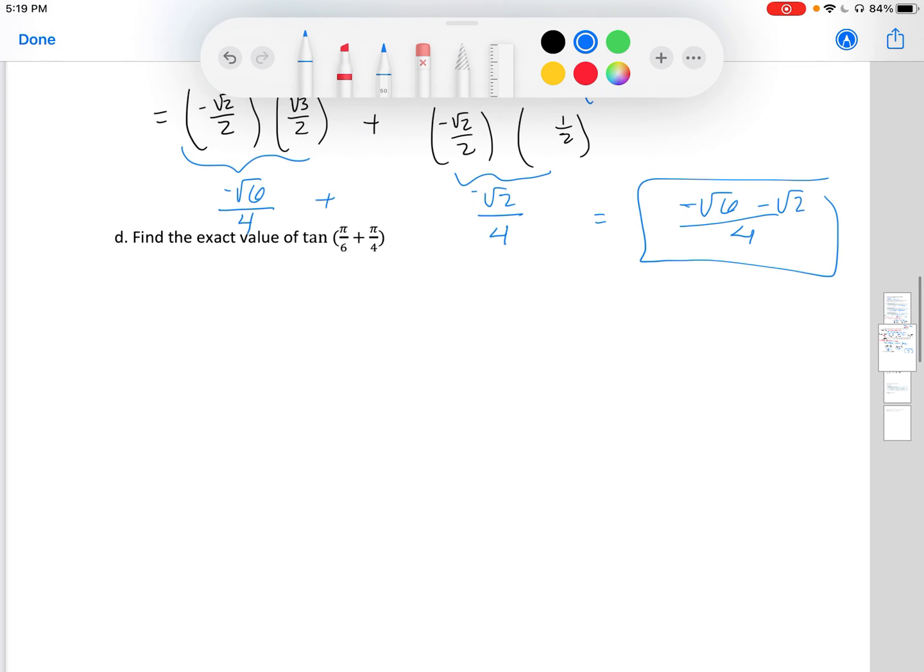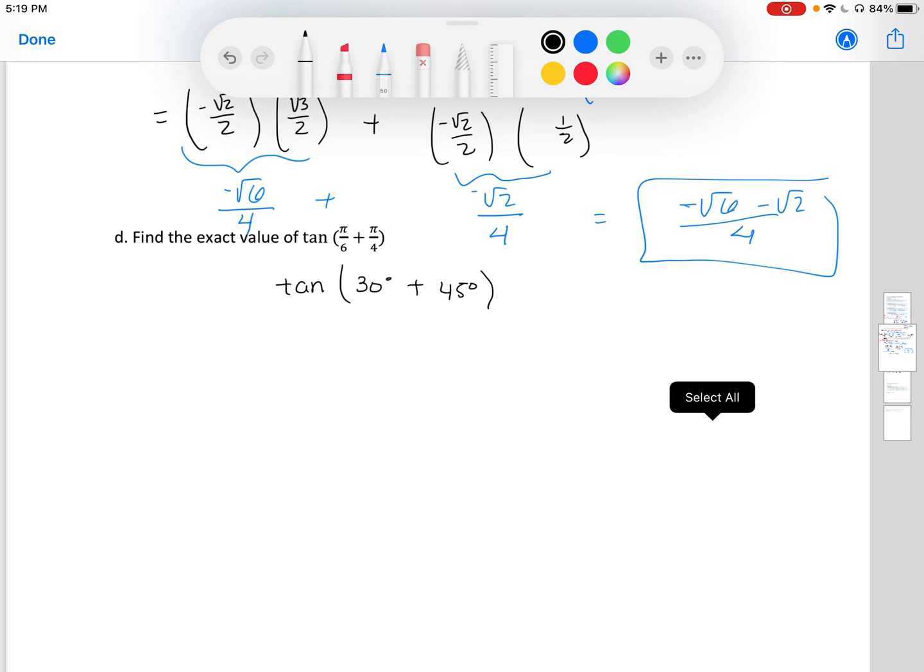We have another one for tangent. And for this one, I'll rewrite it for you, just so you can see that it's the same thing if we change it to degrees. So pi over 6, I'm looking at my unit circle, I see pi over 6 is 30 degrees, and pi over 4 is 45 degrees. Now we have a tangent of sum formula.